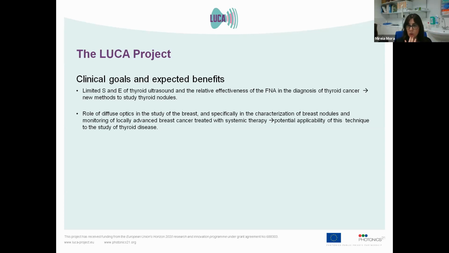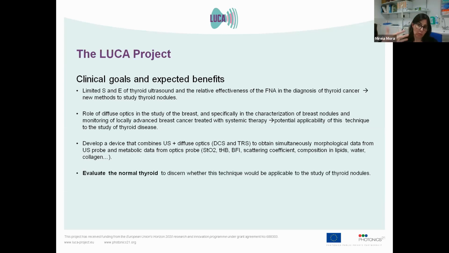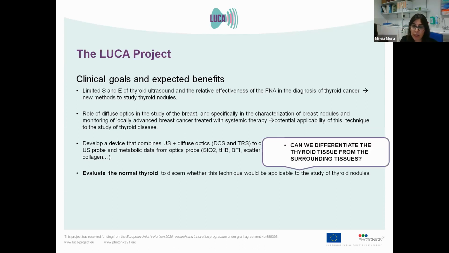As the first data was interesting, we decided to develop this device that combines both technologies, because the previous data was obtained with the diffuse optics device with an ultrasound performed previously but not simultaneously to the diffuse optics measurements. So we combined both technologies to obtain simultaneously morphological data from the ultrasound probe and also metabolic data from the optics probe. So the idea is to evaluate the normal thyroid, to see whether we can differentiate the thyroid tissue from the surrounding tissue.